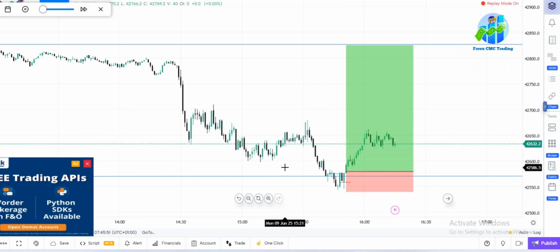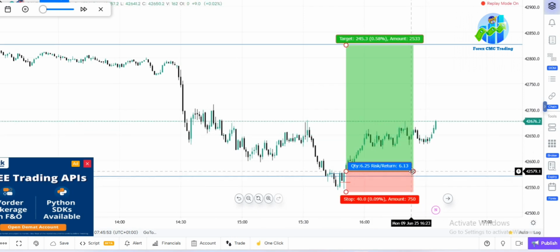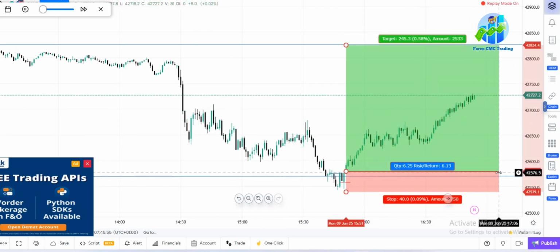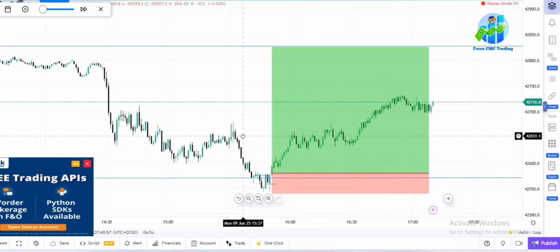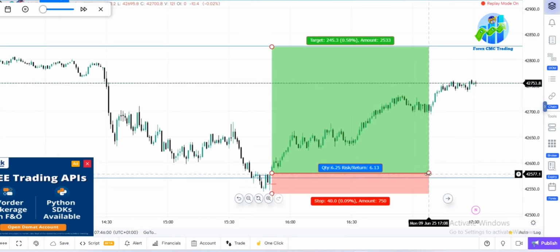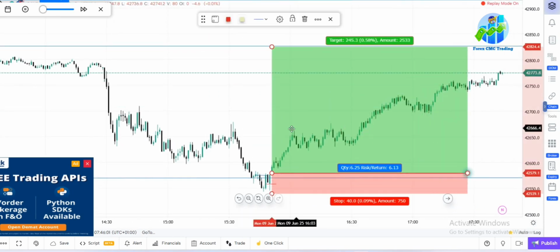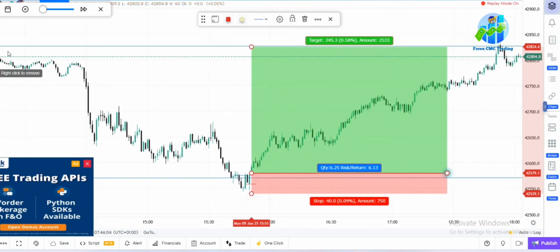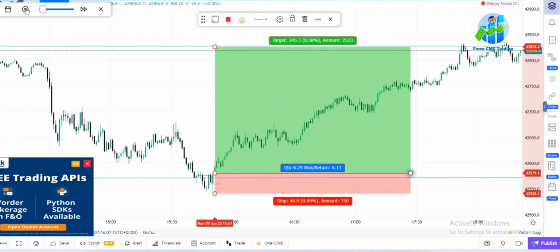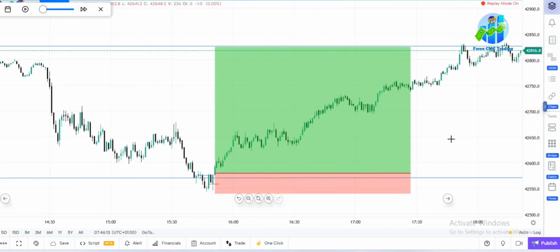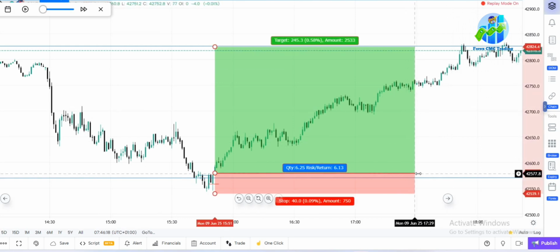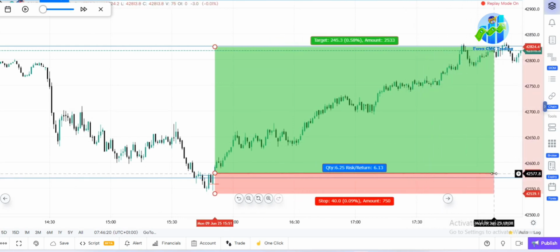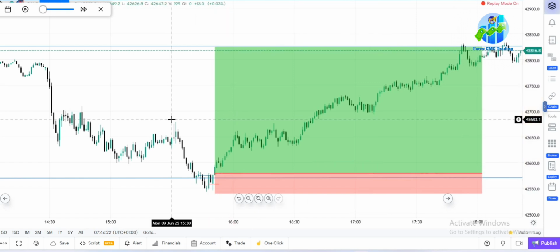This trade played out in 1 hour. It was a quick one. When it was around here, I took partials, like I explained in the video. Then the trade just hit our take profit right there, as simple as that.